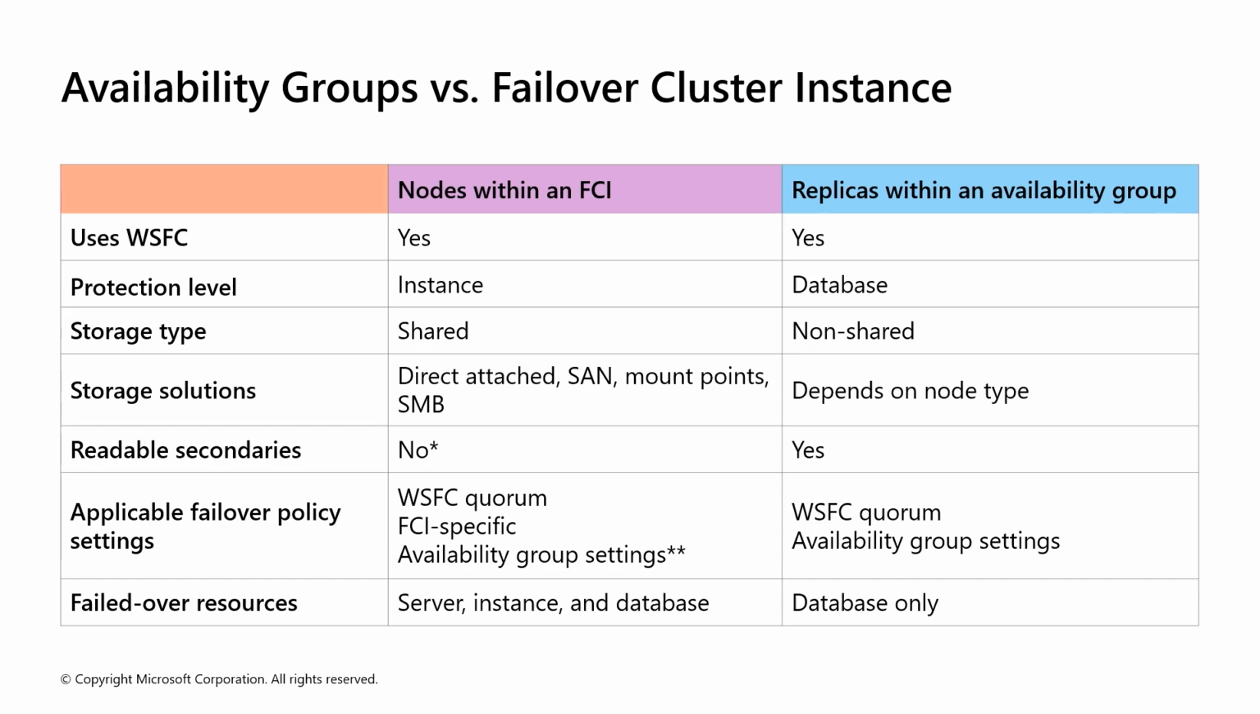SQL Server benefits include efficient data management, high performance for very complex queries, and robust security and scalability. Use cases for FCI include legacy systems requiring instance-level protection and centralized management, while AGs are suited for modern applications needing database-level high availability, readable replicas for reporting, and minimal downtime during patching or maintenance.